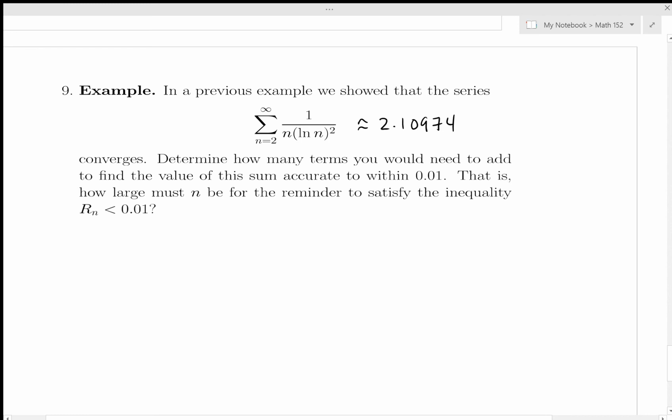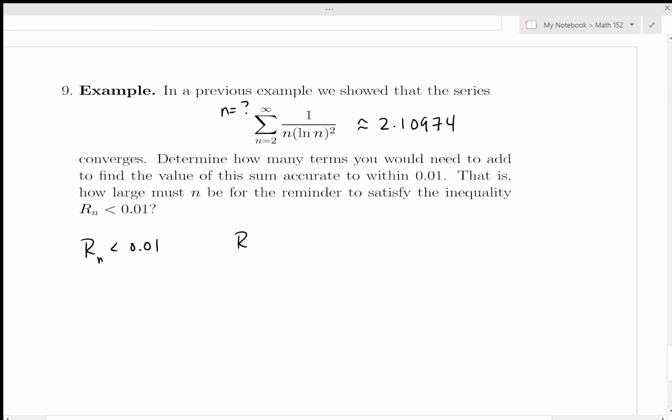Okay, so I'm going to see here how many terms we would need to add. So how many terms would we have to tell our computer to add to find the value of this sum accurate to within 0.01? So how large does n have to be for the remainder to satisfy the inequality: the remainder is less than 0.01? So whatever number, we're going to add up a whole bunch of terms. We're going to give you some number for the sum. We don't know exactly what it is, but we're going to guarantee you that we're within 0.01. And I'm asking myself, to what number do I have to go here on the top in order to make that happen?